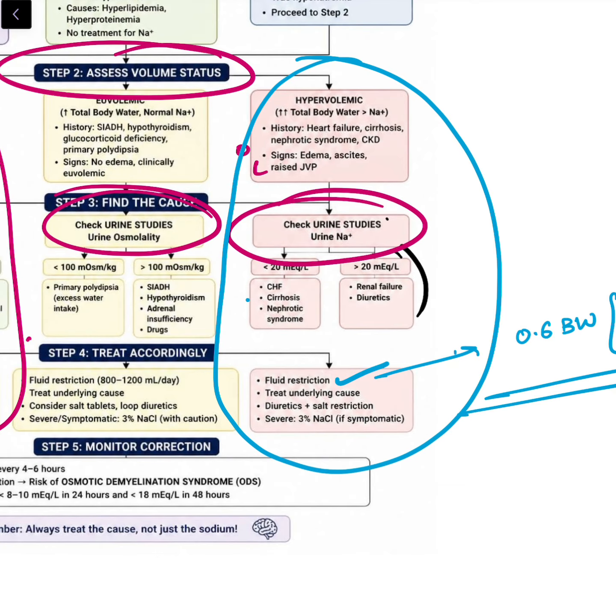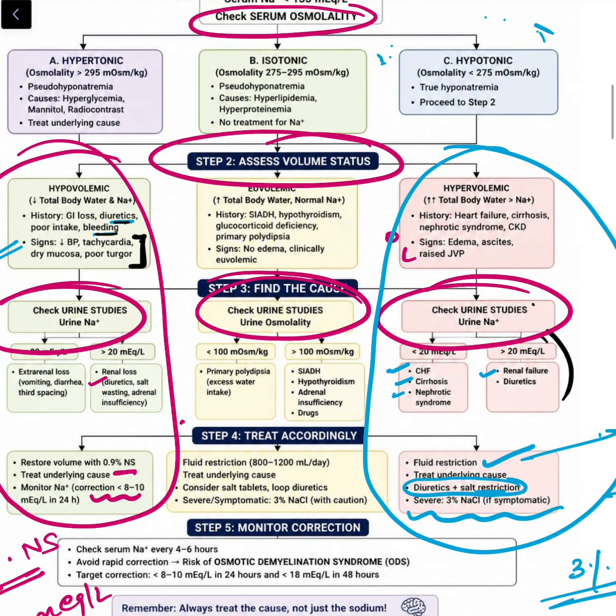So treat the underlying cause like cirrhosis, nephrotic syndrome, CHF, renal failure, and you will give 3% NS if the patient is symptomatic. Also along with diuretics and salt restriction you need to do it here, because this patient had an increase in sodium too, right? In the hypovolemic patient, there was a decrease in sodium along with a decrease in body water. That is why you didn't do sodium restriction or fluid restriction. Already total body water and sodium were low. In hypervolemic cases, total body water and sodium are high. So you need to restrict both of them.